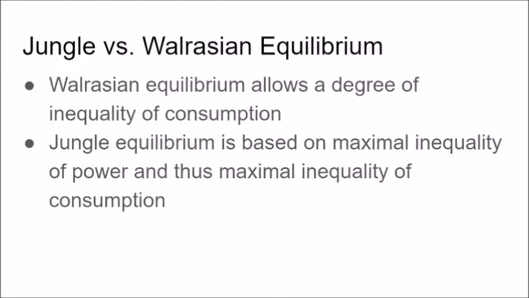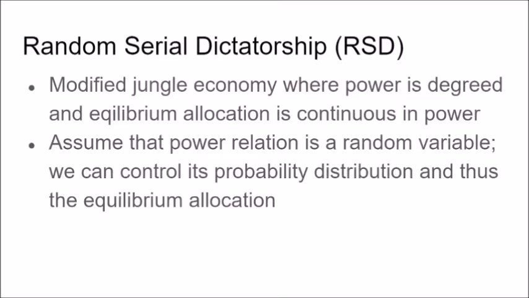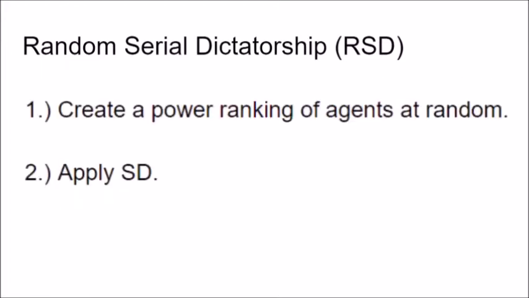And we do have an algorithm that does this. It is random serial dictatorship. Random serial dictatorship, or RSD, is based on a modified jungle economy where power is a degreed variable and equilibrium allocation is continuous with respect to power. Now, if we assume that the power relation is a random variable, this allows for a lot more control. We can control the probability distribution of that random variable, and thus we can control the equilibrium allocation of goods. So random serial dictatorship, again, is just a two-step algorithm. It is just create a power ranking of agents at random based on whatever distribution you wish, and apply serial dictatorship based on that random distribution.